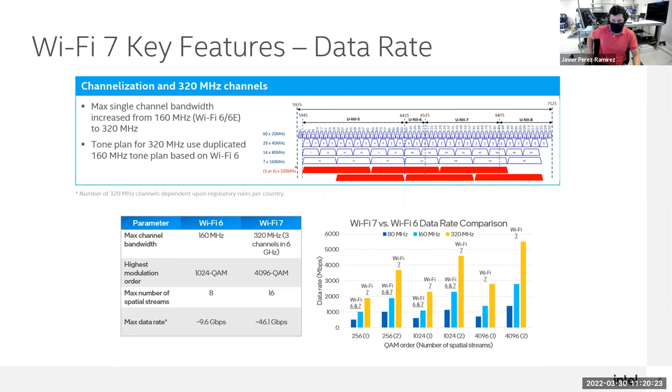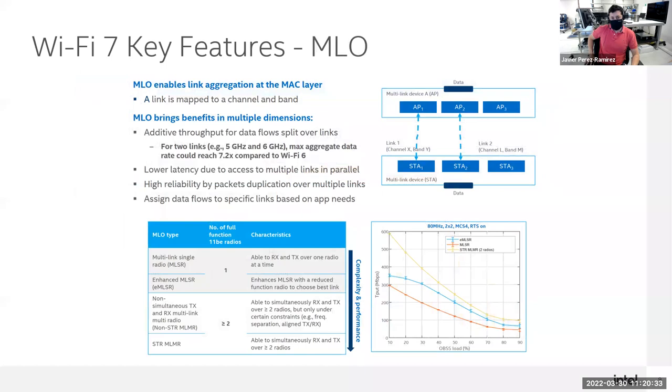So you have a significant increase in throughput. In addition to that, you also have MLO, which is the capability of using multiple radios in a single network interface card. There are different flavors that have been discussed, but you can think of your NIC now being able to be connected simultaneously to, say, the 5 GHz and 6 GHz bands.